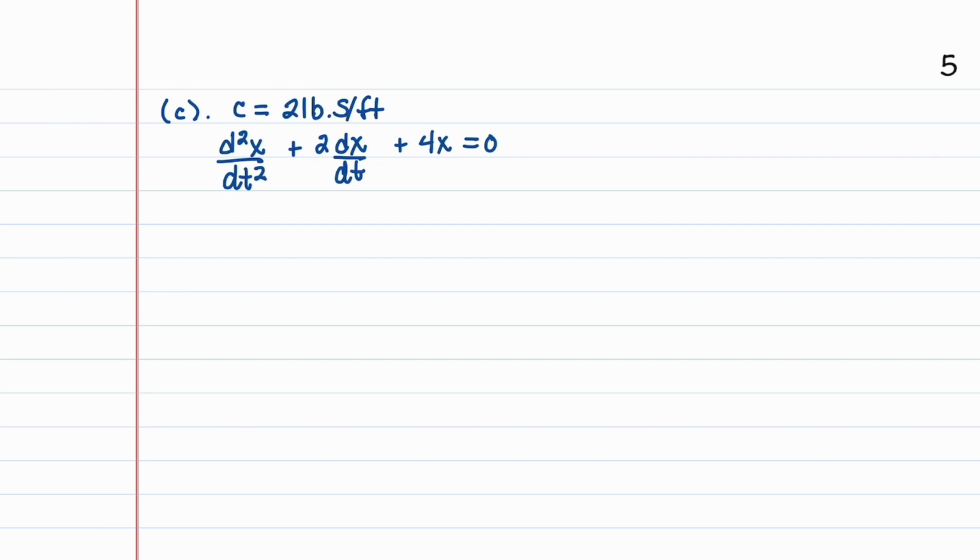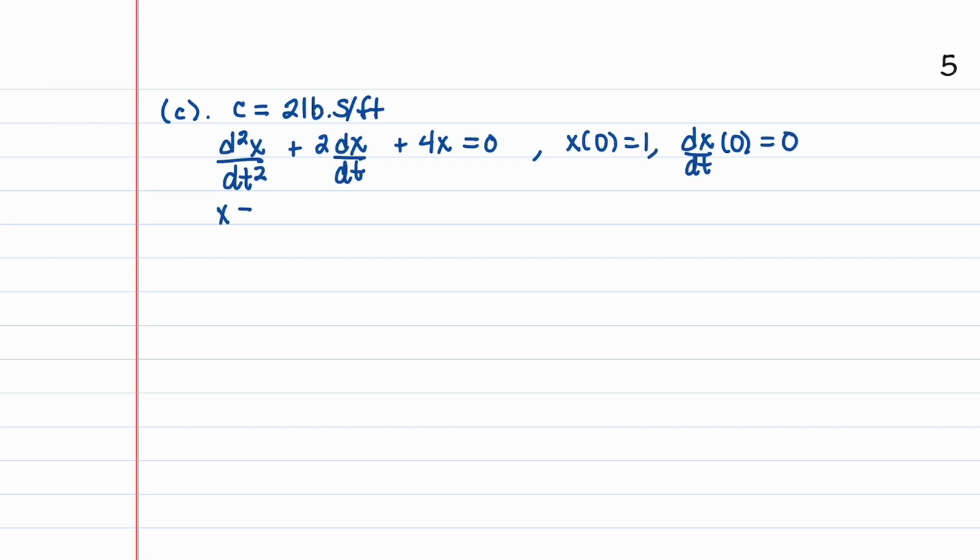Now let's do case C. For case C, we are told that our damping constant c is 2 pounds second per foot. Our equation of motion is d squared x dt squared plus 2 dx dt plus 4x is equal to 0. And we have our same initial conditions. x of 0 is equal to 1. And then dx dt at time 0 is 0.